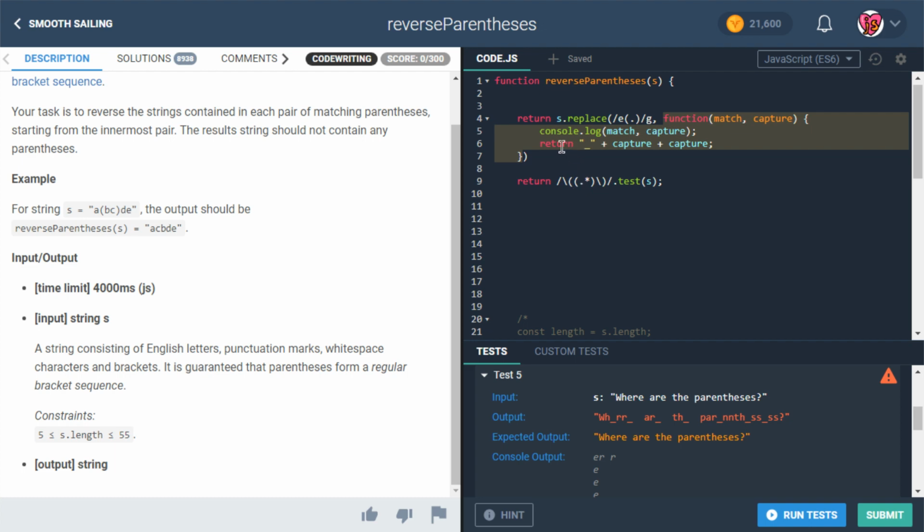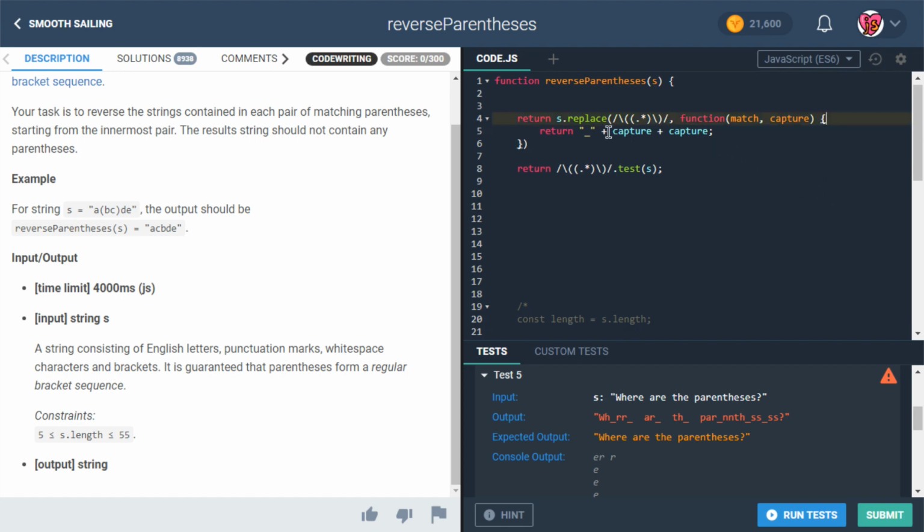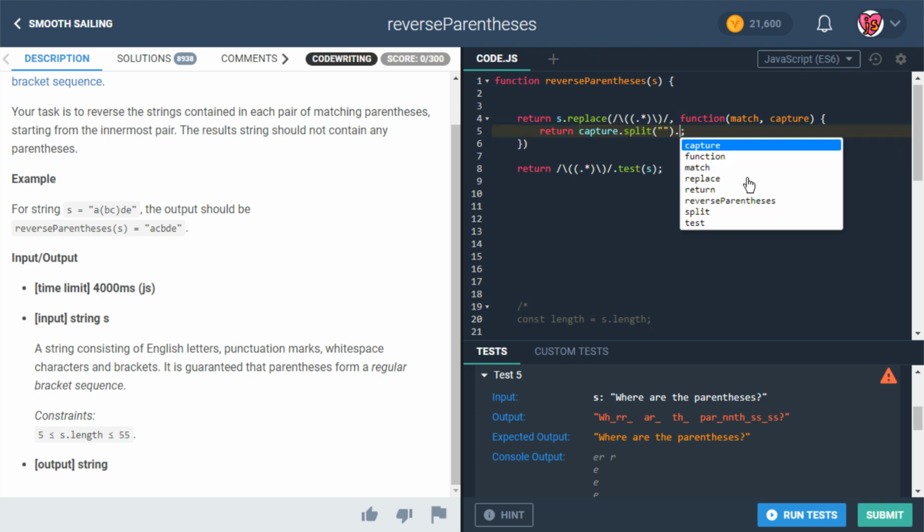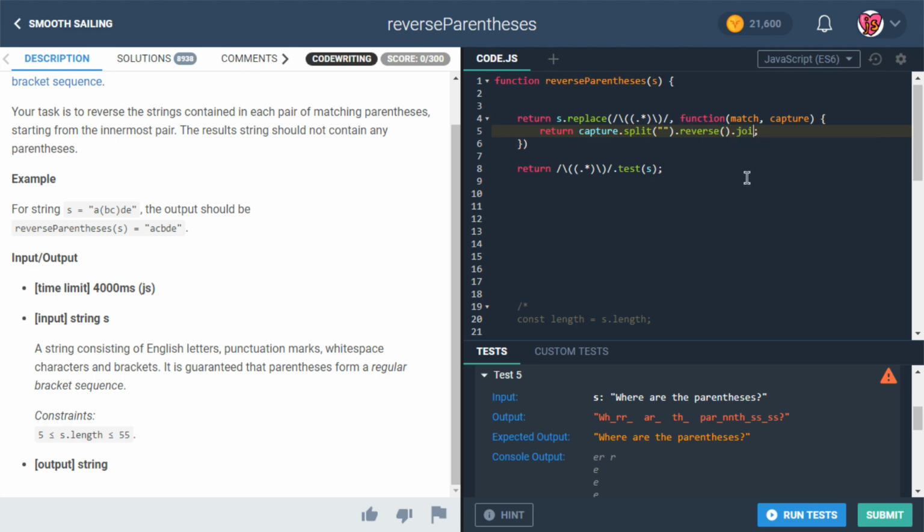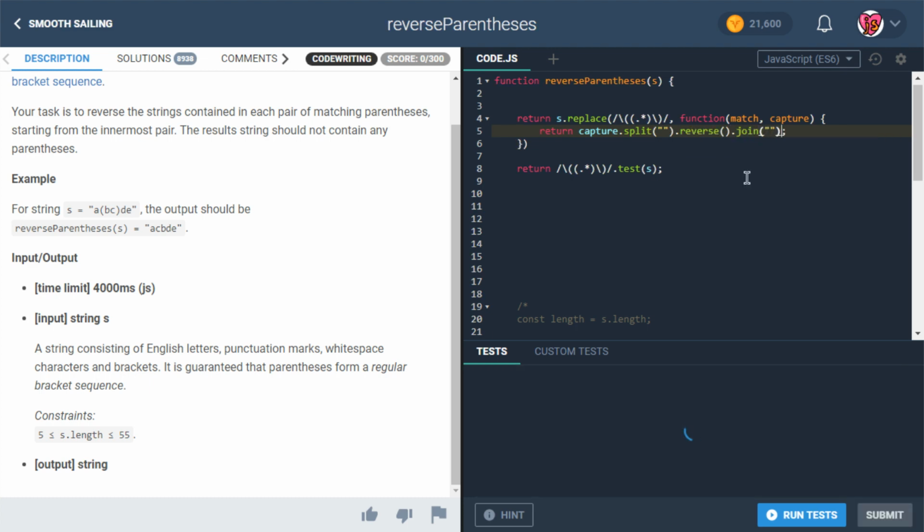So we're going to use all this stuff. We're going to use replace, we're going to use probably test, and we're definitely going to use this regular expression. In fact, we could just pop that in right now. So we could say something like this. So replace this. We have the match and we have the capture. Basically what we want to do is return the capture, but we want to flip it, right? So we could say capture dot split dot reverse dot join, just to reverse what we have in the capture group.